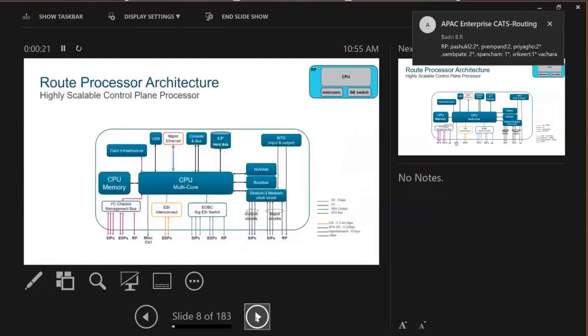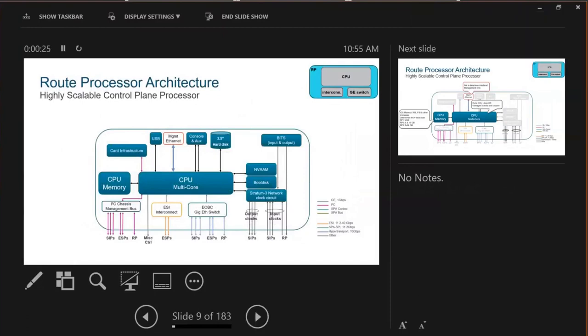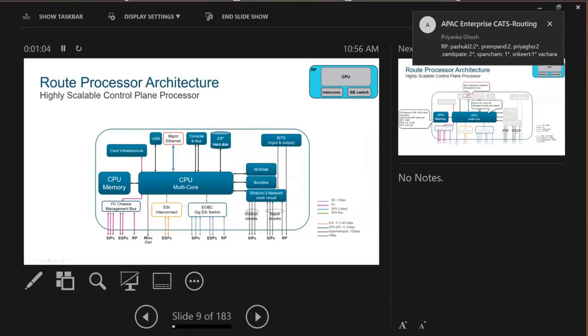Let's check the route processor architecture. As we saw, the route processor is for the control plane. It helps in managing the system. This is the overall architecture of a route processor module. We have a multi-core CPU, which is the building block of this, and we have ESI interconnects here. This is the ESI interconnect towards the ESP, for communication with the ESP. I mean, the packets that have to be sent from ESP to RP will be sent through this ESI interconnect.